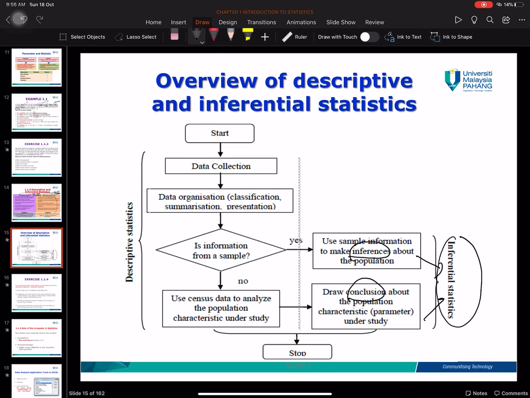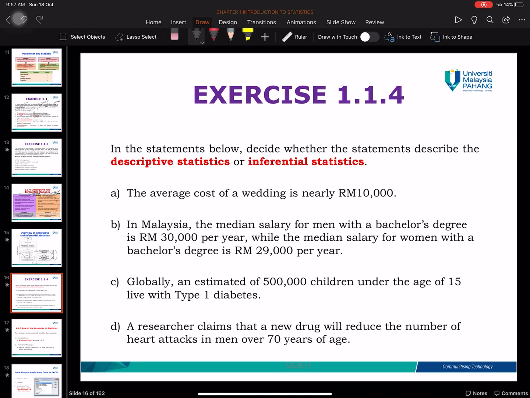Is the information from a sample? If no, use census data to analyze the population characteristic under study. Census data is complete data. Usually if you have complete data, it will be a confirmed number about something. That's why it is descriptive. But when we use the data to draw a conclusion about the population, automatically it is inferential statistic. Let's see the exercise.